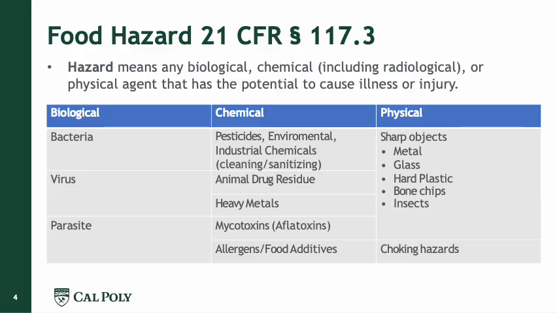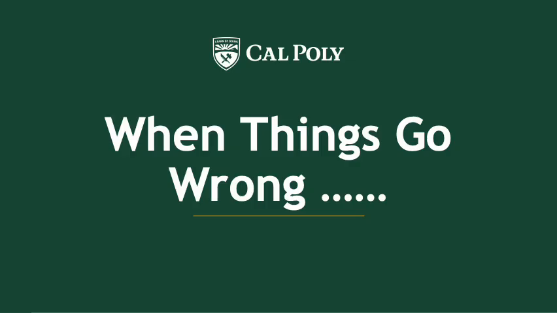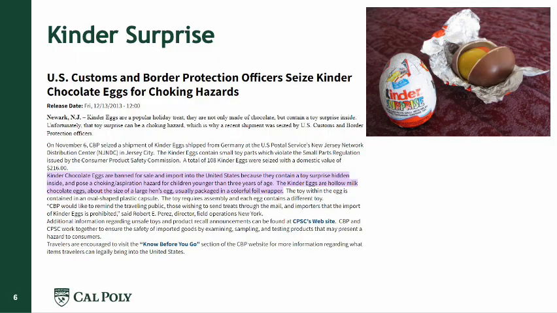HACCP, which is one of the quality systems, is based on identifying these three types of hazards in a food process. So what happens when things go wrong, and what do I mean by that?